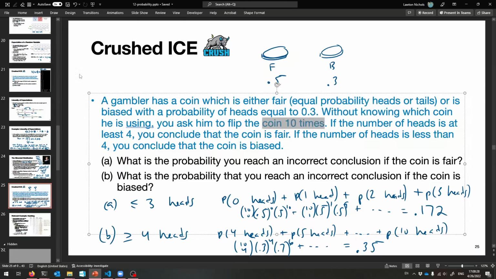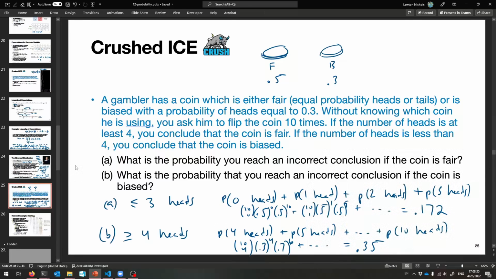I think you can imagine that if you asked the gambler to flip the coin 100 times, you'd end up with better odds of being correct, but still not perfect odds. That's the beauty of probability.